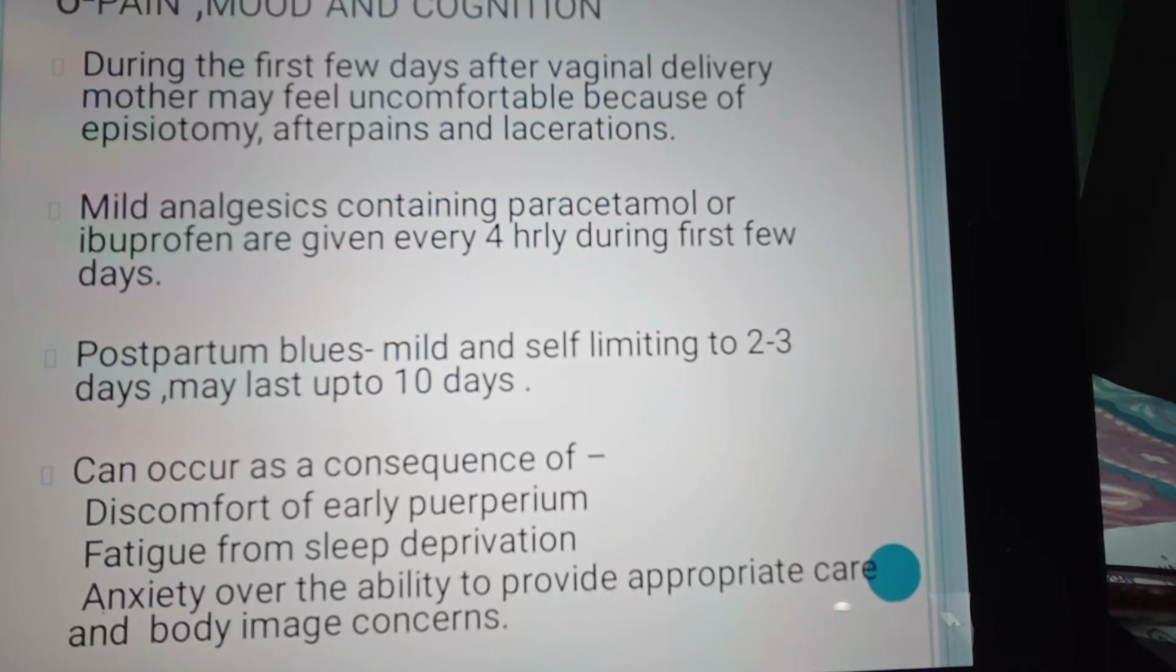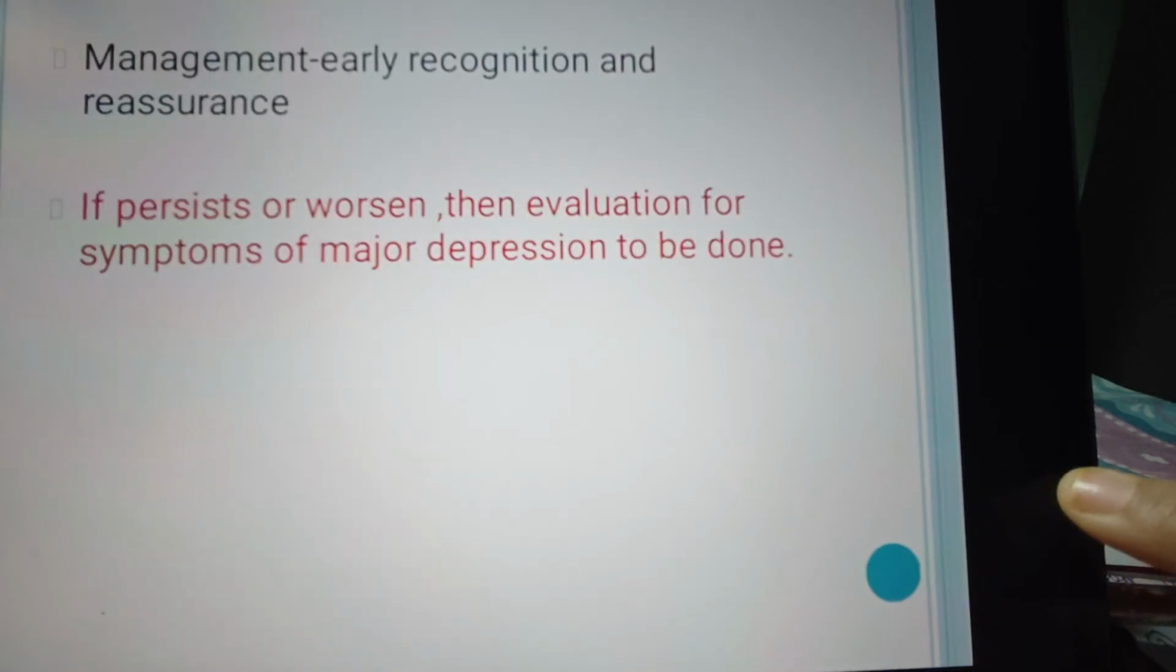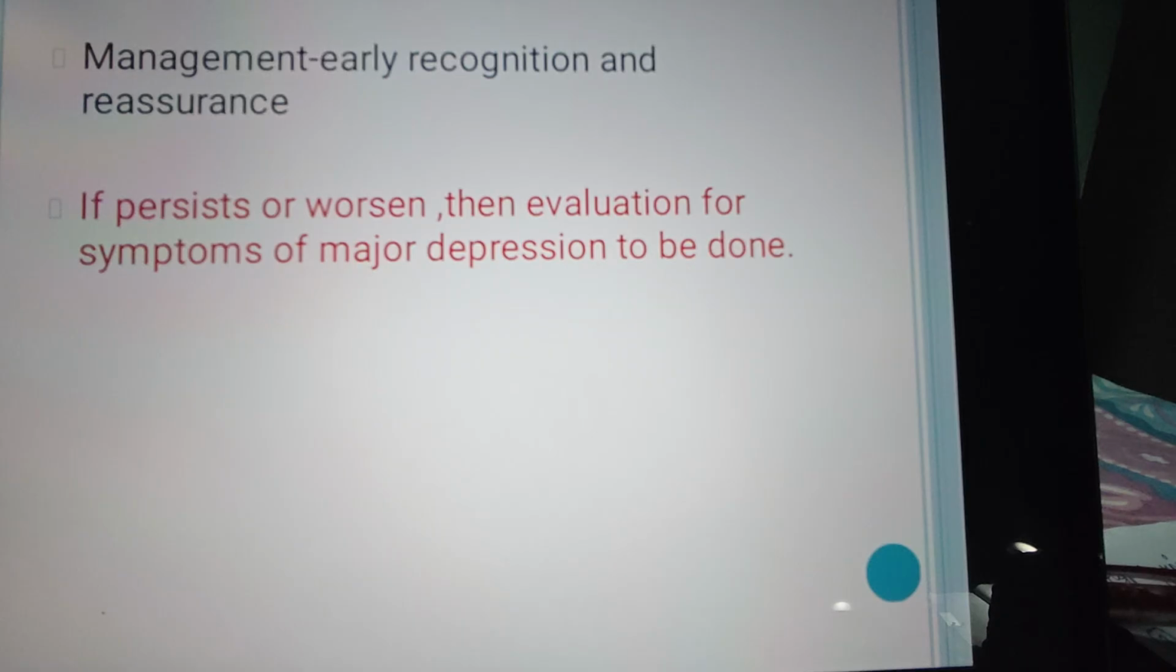which carries mild symptoms, is self-limiting to 2 to 3 days, and may last up to 10 days. These postpartum blues can occur due to discomfort, fatigue from sleep deprivation, anxiety over the ability to provide appropriate care, and body image concerns. Now what is the management of these postpartum blues? We have to recognize them early and reassure the patient, and if the symptoms worsen, then reevaluation is done for major depression.